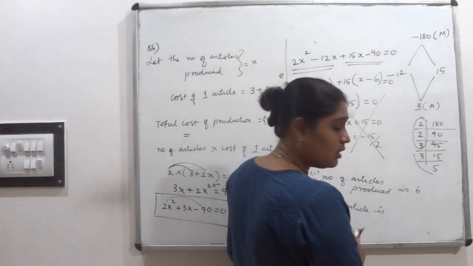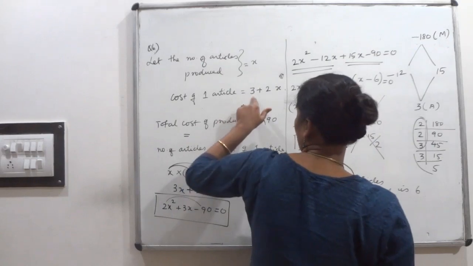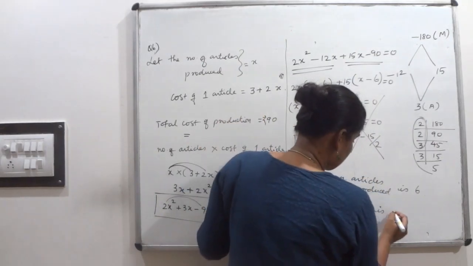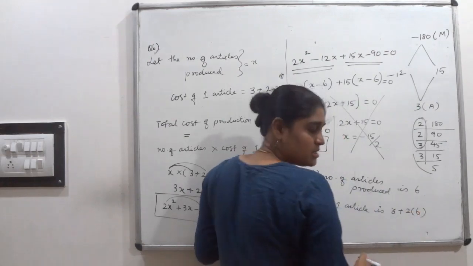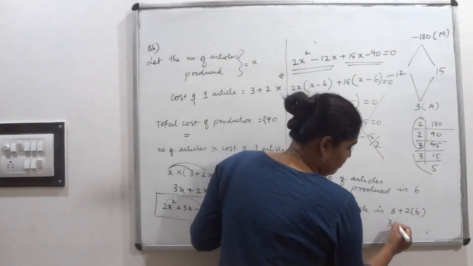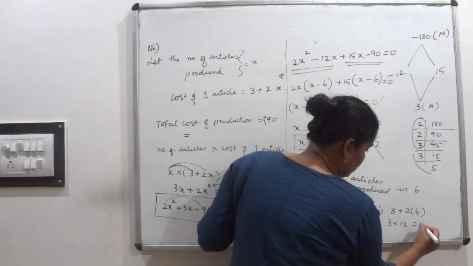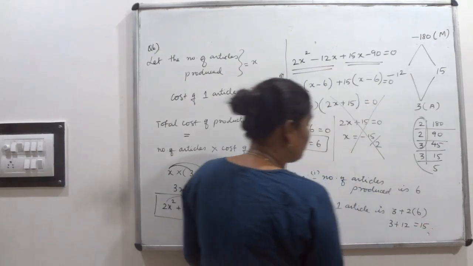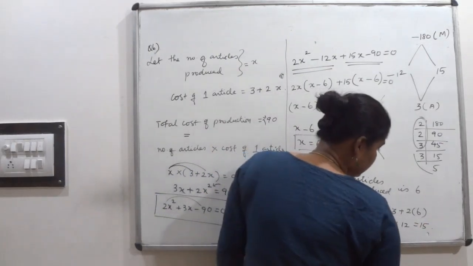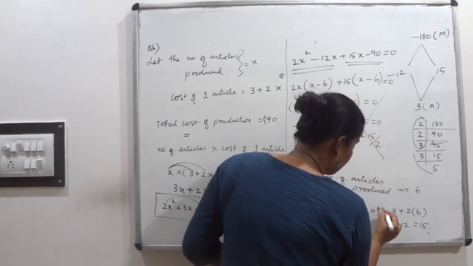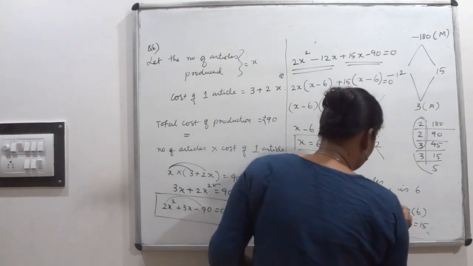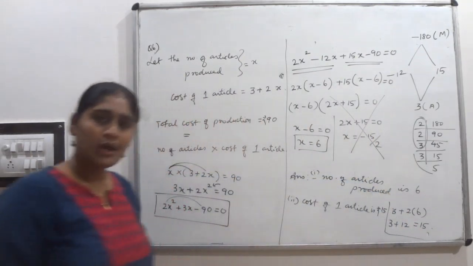Cost of one article, you have taken as 3 plus 2x. 3 plus 2x, 2 into the x value I got, that is 6. So you can write it as 3 plus 12, that is equal to 15. So the cost of one article is rupees 15. That is your answer. Thank you.